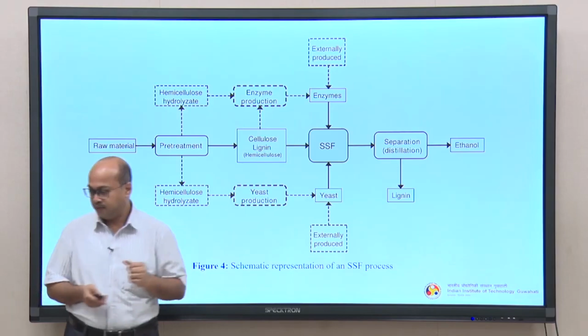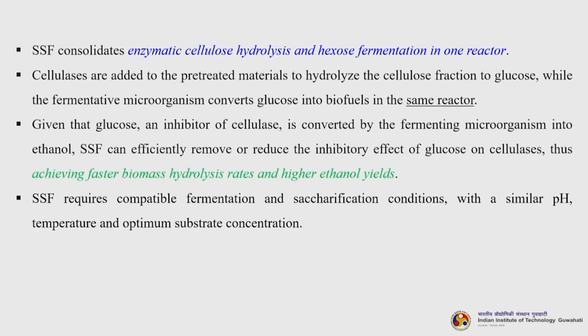SSF process are. SSF consolidates enzymatic cellulose hydrolysis and hexose fermentation in one reactor. Cellulases are added to the pretreated materials to hydrolyze the cellulose fraction to glucose, while the fermentative microorganism converts glucose into biofuels in the same reactor. Given that glucose, an inhibitor of cellulase, is converted by the fermenting microorganisms into ethanol, SSF can efficiently remove or reduce the inhibitory effect of glucose on cellulases, thus achieving faster biomass hydrolysis rates and higher ethanol yields. So, this is one of the most important factors of SSF, or you can say the advantage of SSF.